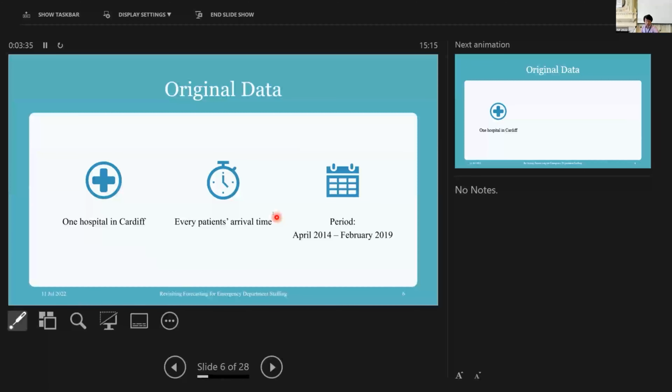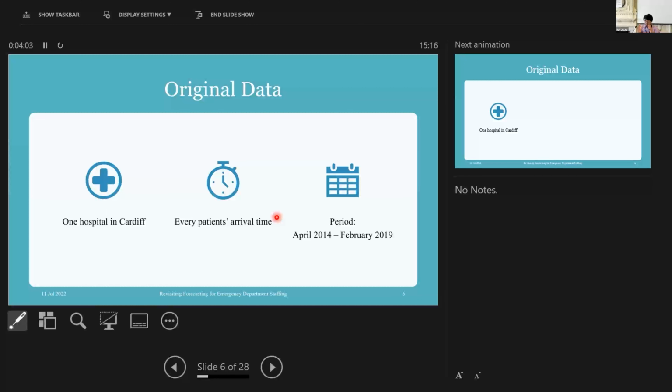Okay. So this is our original data. We have one hospital emergency department in Cardiff, and we have every patient's arrival time. So whenever there is a patient visit that emergency department, it will register one entry in my data set. Okay. And the period is from 2014 to 2019, before COVID. So that's the original data.